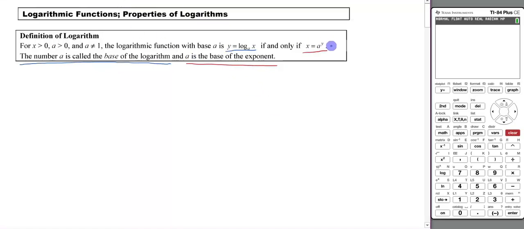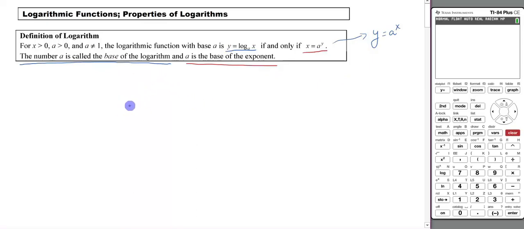This should look familiar here. This form looks familiar to our exponential functions. It's just that the x and y have been switched. So it means that our logarithms are the inverse function of our exponential functions.